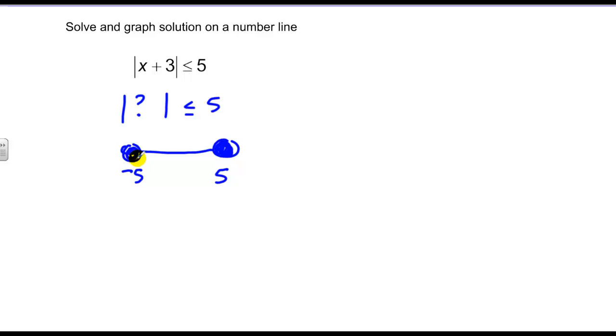Now, if I want to rewrite that, I could rewrite it like this. I look at my graph and say, okay, well, whatever's inside there is less than or equal to 5, but it's also greater than or equal to -5. And now I can just replace that question mark with the value of x plus 3, which is on the inside.